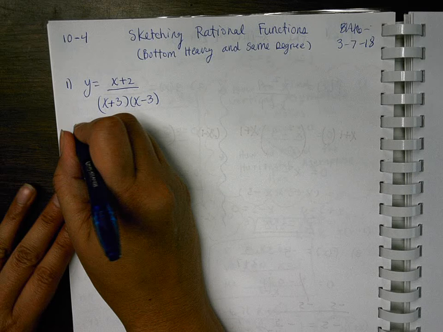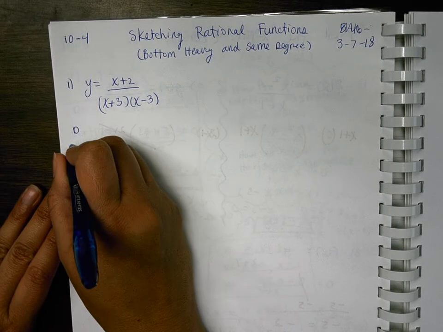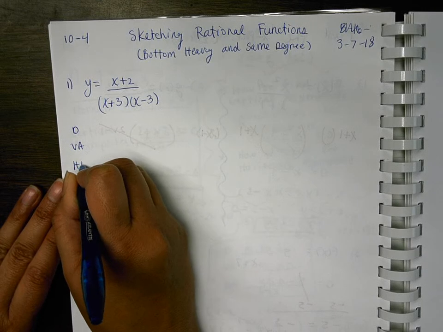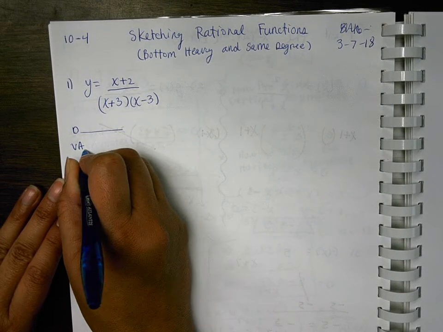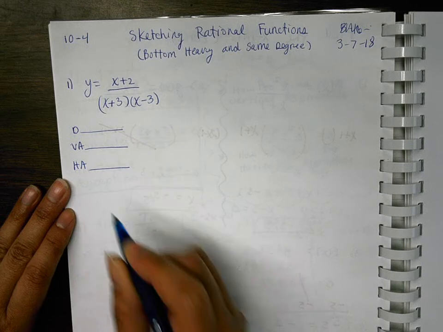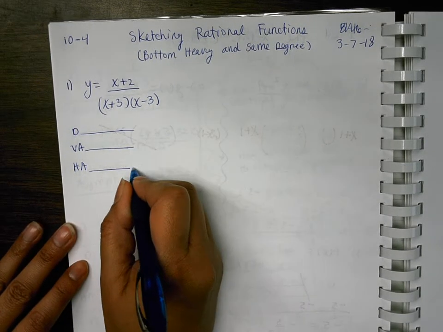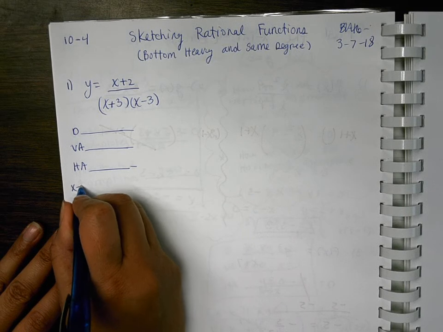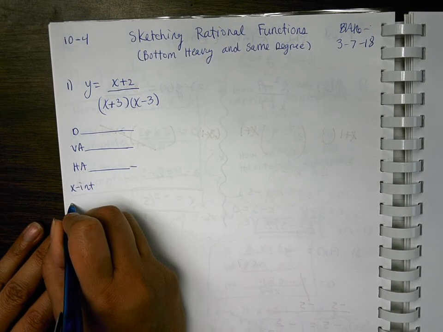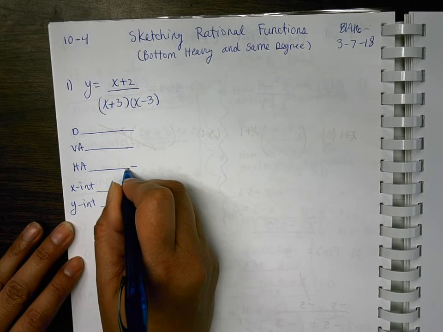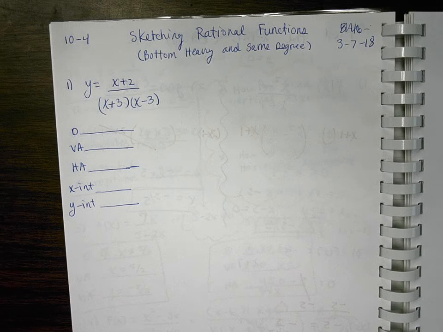Okay, are we ready? D, what does D stand for? VA, HA, what does VA and HA stand for? Good. Vertical asymptote, horizontal asymptotes. And then we are going to have our x-intercepts, which you found yesterday in homework, and y-intercepts, which you did not find, but we know how to find. It should not be a problem. All right. Are we ready?